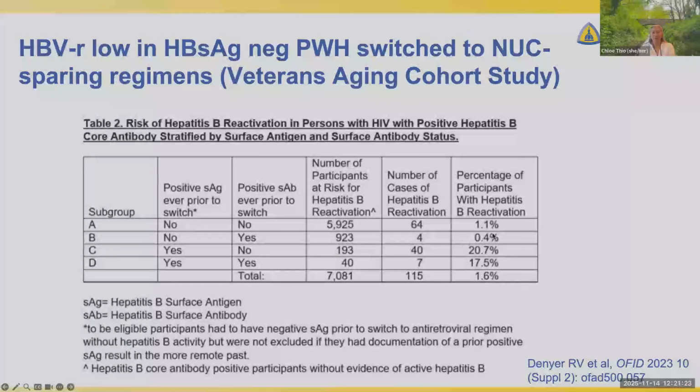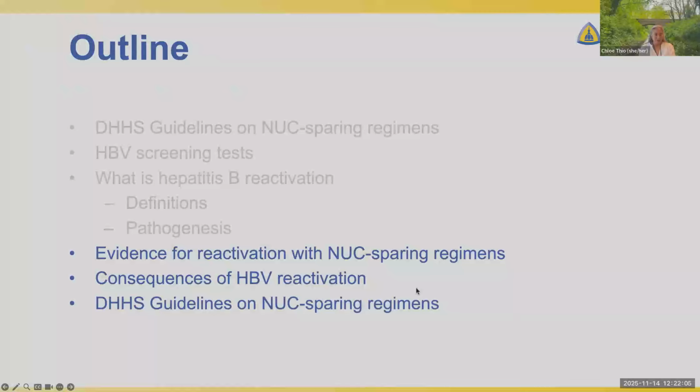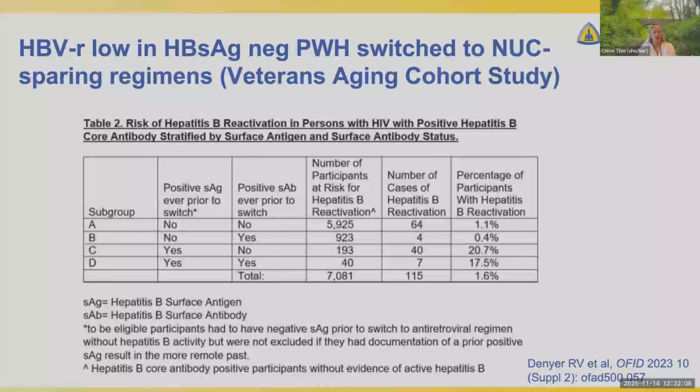So not a large number, but what's very interesting about this is that for those people who had never had a positive surface antigen in their records, and the VA study is a good place to do this because they do follow people for a long period of time, that risk of reactivation is quite low. But if they had had a surface antigen at some point, so maybe people had lost surface antigen with treatment, you can see that their risk of reactivation was much higher, 20% and 17%. And if you compare groups A and B and compare groups C and D, whether or not they had surface antibody doesn't really change their risk of reactivation. All right, so that's one study.